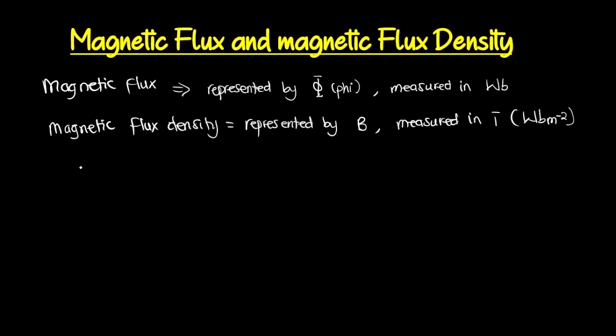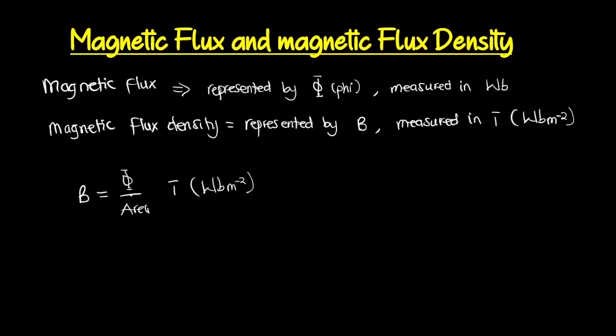Okay, so now when we want to give the mathematical representation of magnetic flux density, B is equal to magnetic flux, which is phi, over the area, A, and then the unit is either Tesla or Weber per meter square.